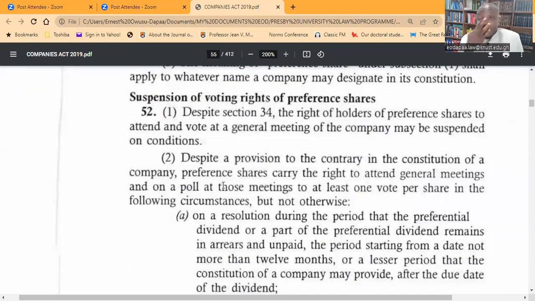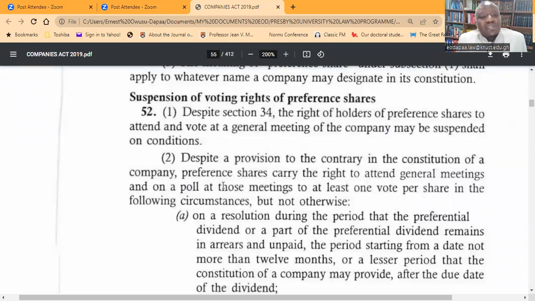So 52.1, despite section 34. Now, if you remember section 34, when we were discussing members, we talked about the right of members to attend and vote at general meeting. And section 34 reminded us that every member of the company has a right to attend general meeting, speak, and vote on a resolution before the meeting. So that is a fundamental right of every member of the company.